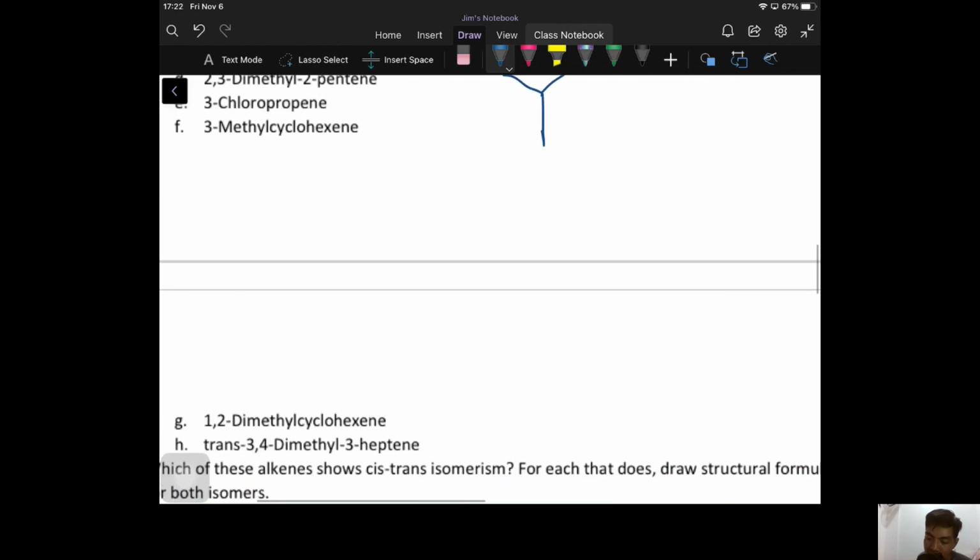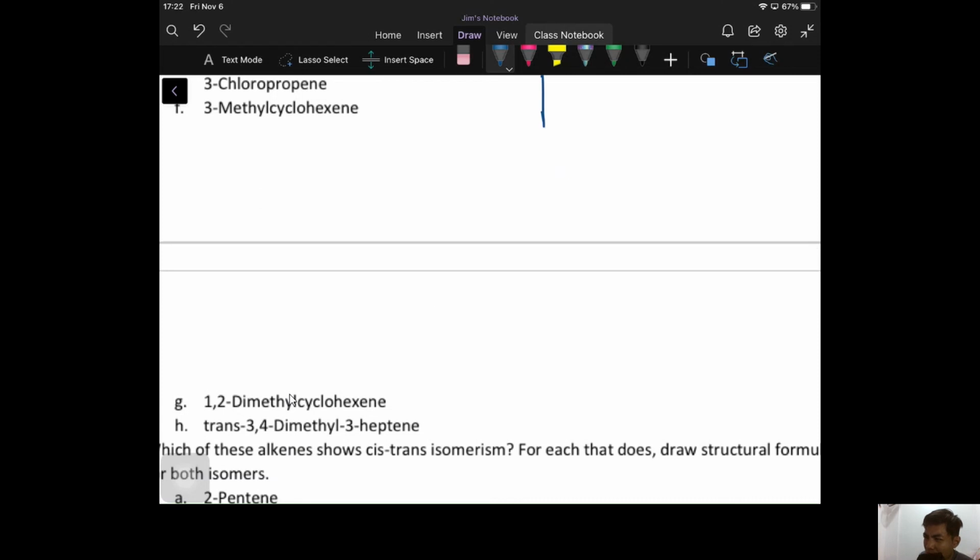Ito letter G. 1,2-dimethylcyclohexene. Cyclohexene pa rin, ganun pa rin. Diyan yung double bond, gusto ko nandyan. 1,2-dimethyl. So, nandito sa 1, nandito sa 2, andun yung dalawang methyl. So, yan yung drawing niya. Okay? Ayan. So, 1,2-dimethylcyclohexene. Okay, so ganun lang yung pag-draw.